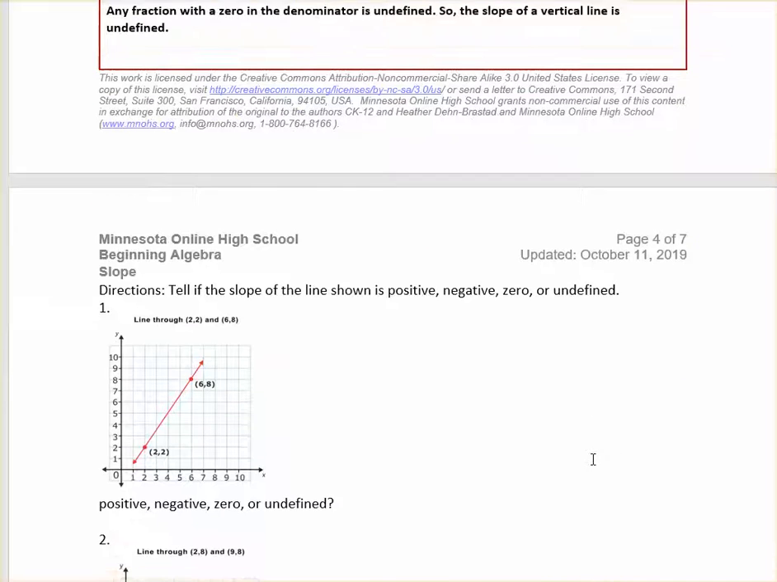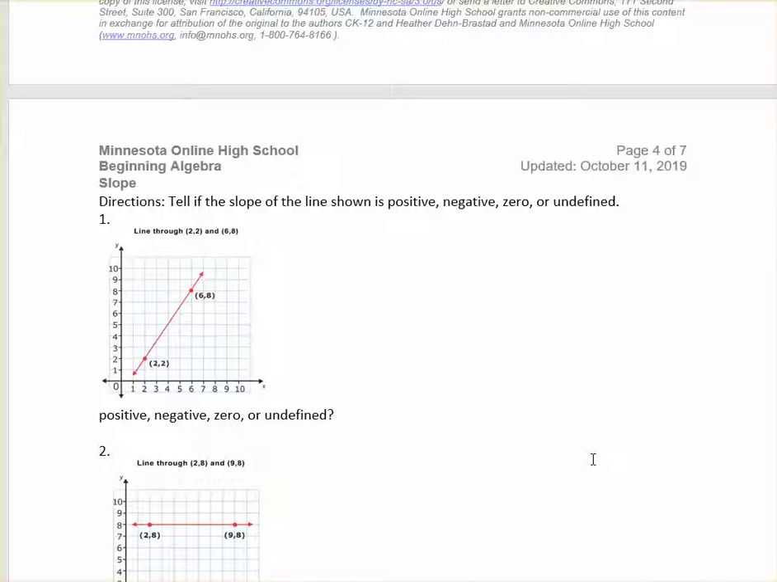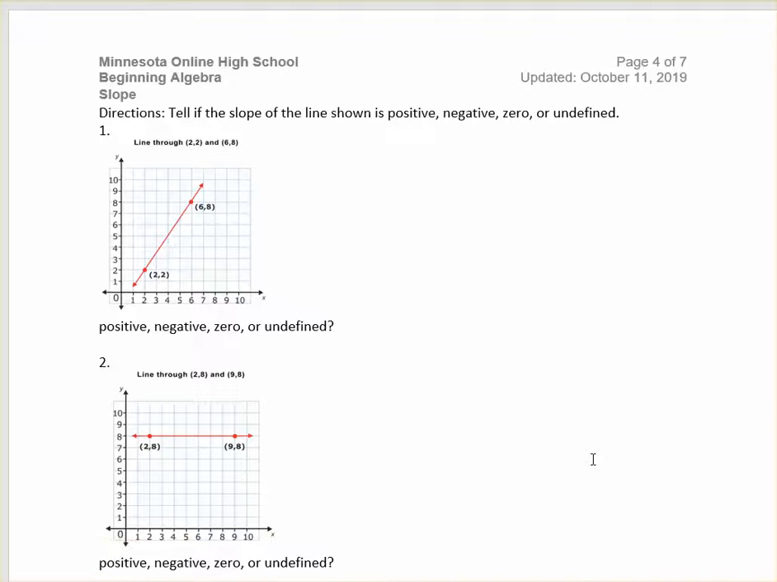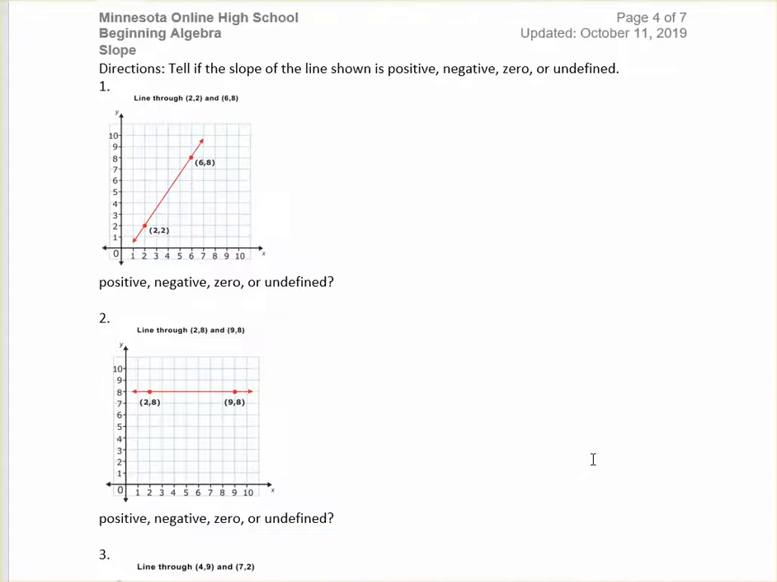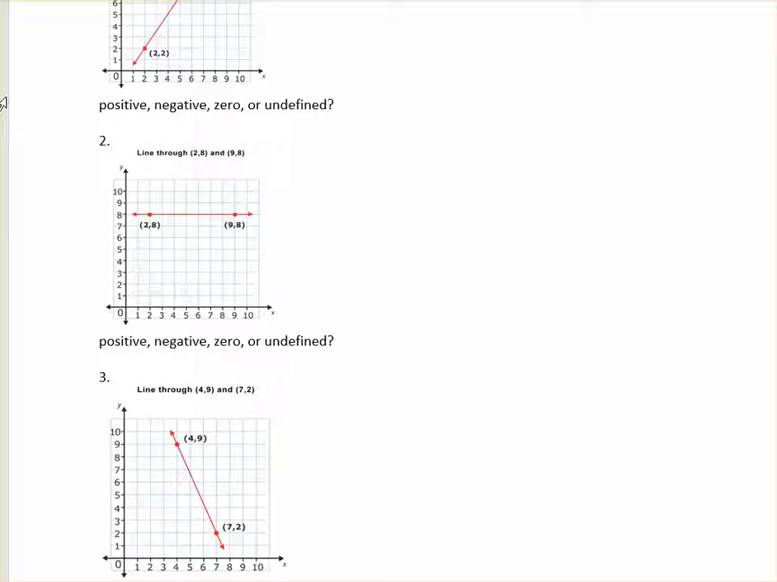So what you're going to do for the first part is name whether the slopes are positive, negative, 0, or undefined. You don't have to find the slope in these problems. Just decide whether they're positive, negative, 0, or undefined. You can highlight or underline these slopes. You can retype it if you want.